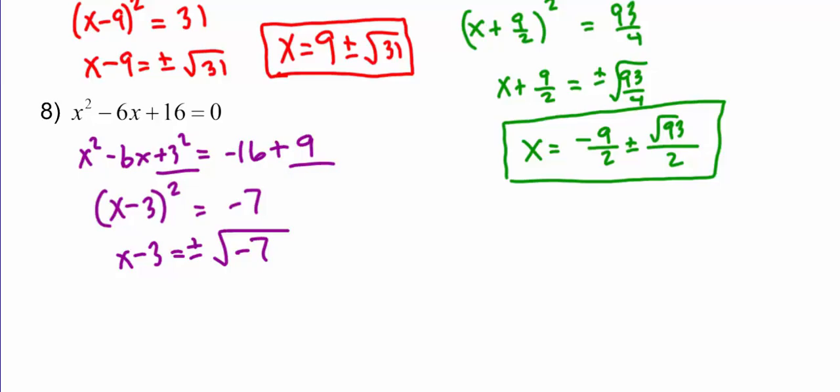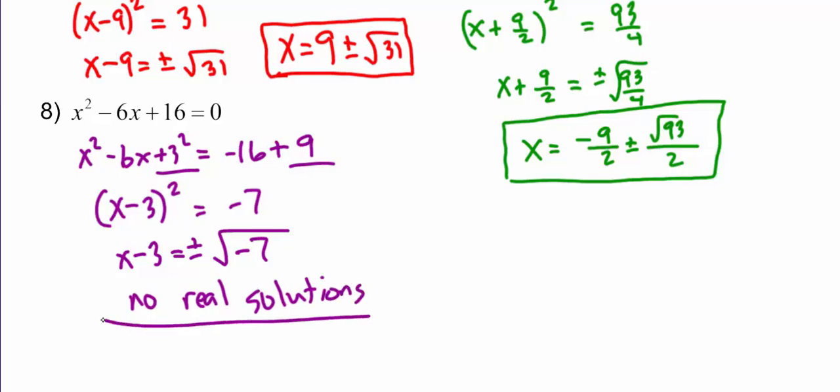We have run into this situation a few times, and we know that when you end up with a square root of a negative number, that's problematic when you're trying to solve algebraic equations. So we would just simply say that there are no real solutions.